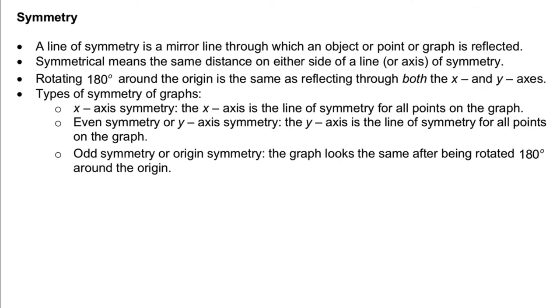Now that we have some reflection basics, we can talk about symmetry. A line of symmetry is a mirror line through which an object is reflected. Rotating 180 degrees around the origin is the same as reflecting through both the x and the y axes. And we have a couple of different types of symmetry of graphs. The x-axis symmetry means that the x-axis is the line of symmetry. Y-axis symmetry means that the y-axis is the line of symmetry, and it has the name of even symmetry. X-axis symmetry doesn't have another name. In fact, odd symmetry means rotating 180 degrees around the origin.